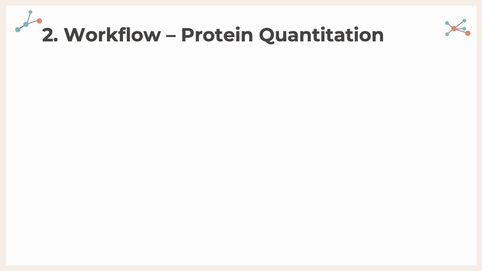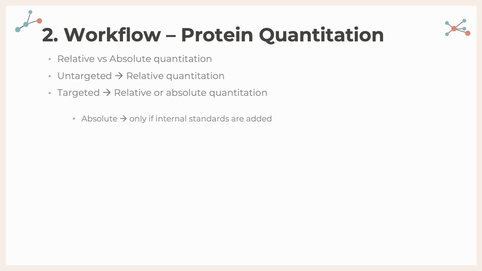Okay, the final part of the workflow, important to note, is the protein quantitation. So, how do we get information on how much protein is in the sample from the mass spec? You have two types, relative versus absolute quantitation. Untargeted can only result in relative quantitation, whereas targeted can result in relative or absolute quantitation. The difference is absolute can only be achieved if you add internal standards. So how do we determine quantitation or quantity?